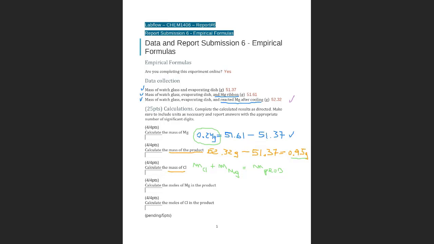So the mass of the product is 0.95 grams. We have that data. And the mass of the magnesium is 0.24 grams. So if I subtract the mass of magnesium from both sides, the mass of the chloride equals the mass of the product minus the mass of the magnesium. Any question?